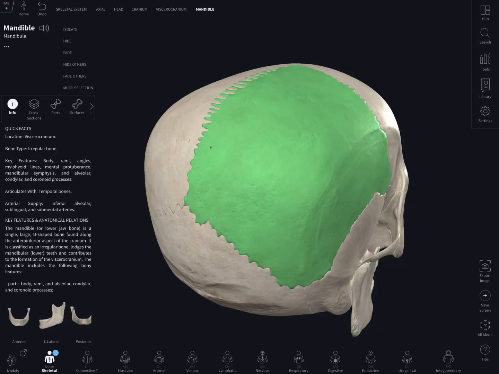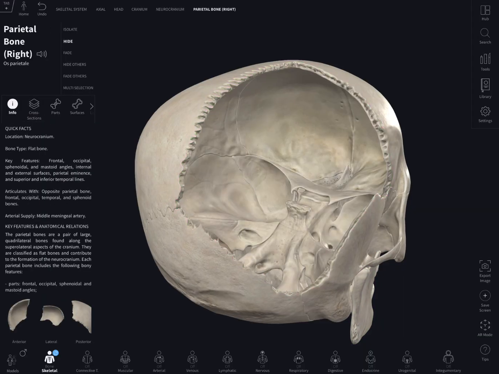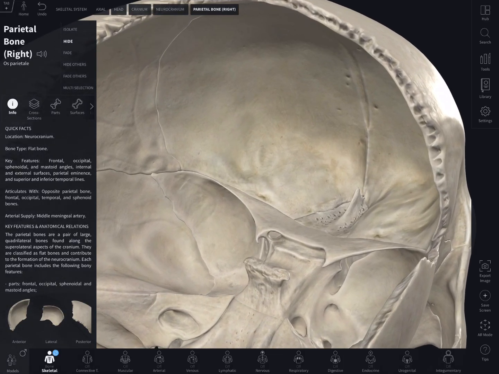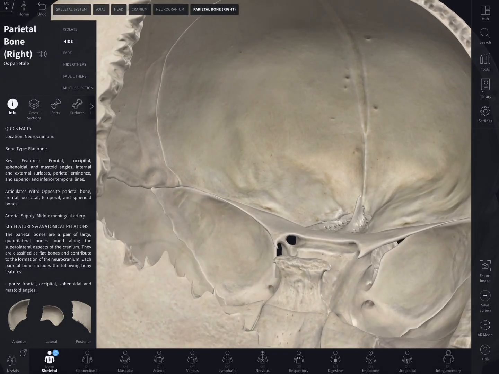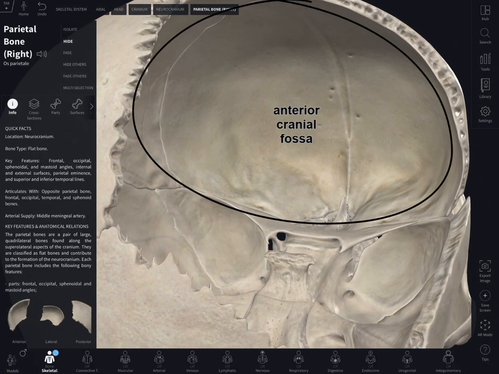Next, let's take a look inside the cranium. I'll hide the parietal bone on the right to expose the cranium. Looking inside, we see three regions. The first, up high and in front, is the anterior cranial fossa, which normally houses the frontal lobes of the brain.